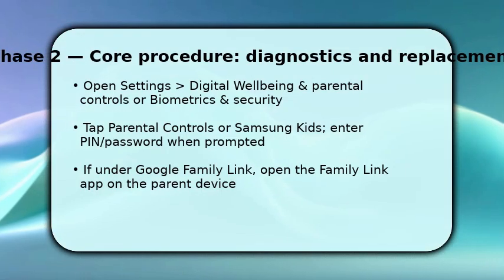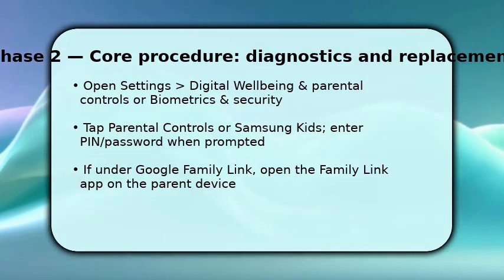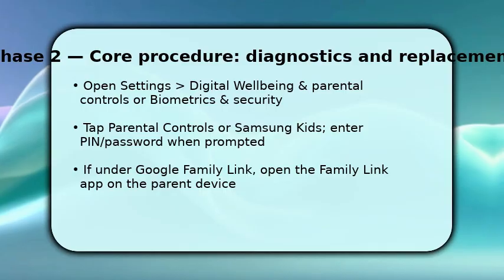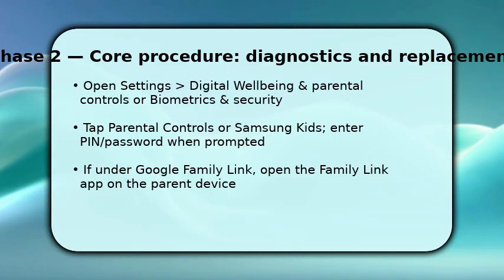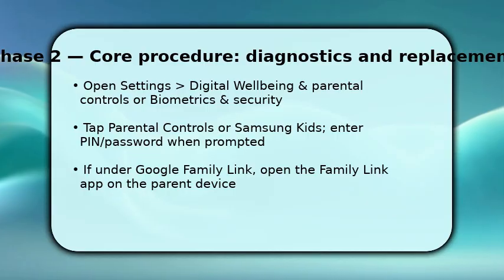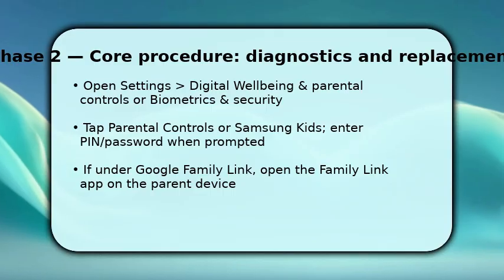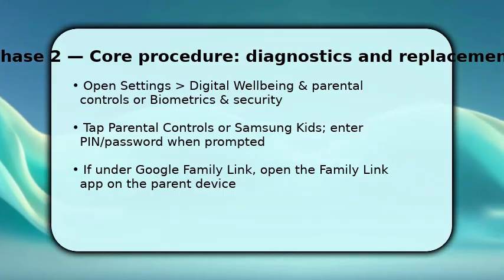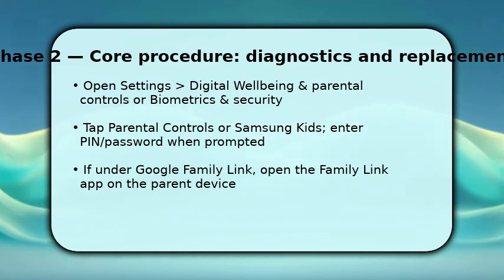You now locate the parental controls within Settings. Go to Settings and choose Digital Wellbeing and Parental Controls or Biometrics and Security, depending on One UI. Tap Parental Controls or Samsung Kids and enter the device PIN or password. This unlocks the control panel. If the phone is managed by Google Family Link, make sure the parent uses the Family Link app on their device to change settings. Why? Because some restrictions are enforced remotely and must be removed from the parent account.